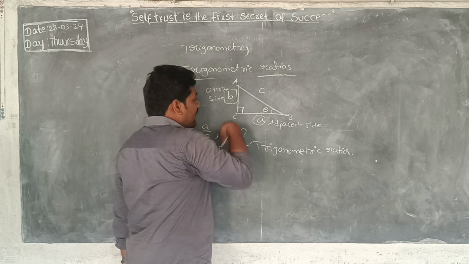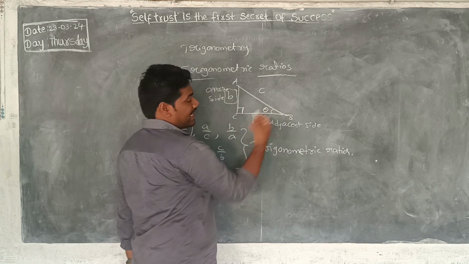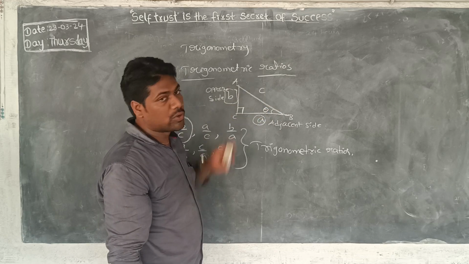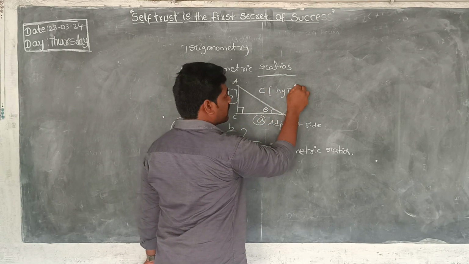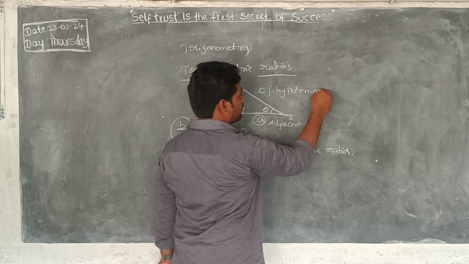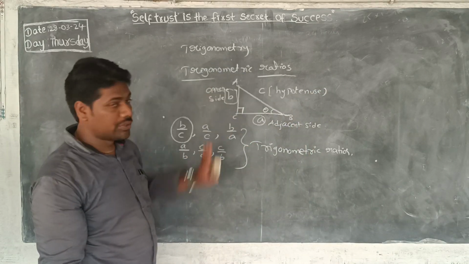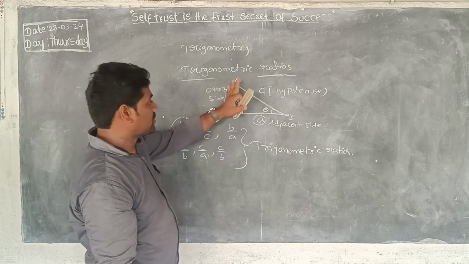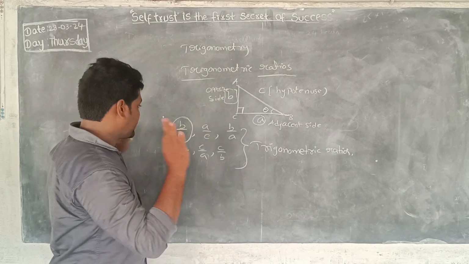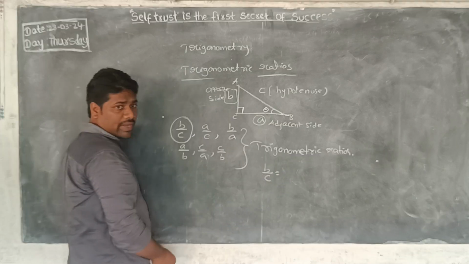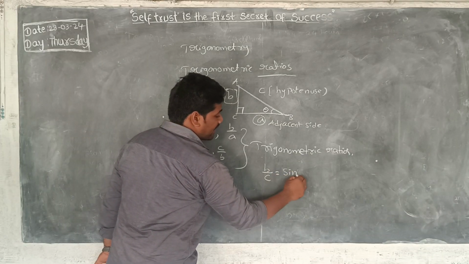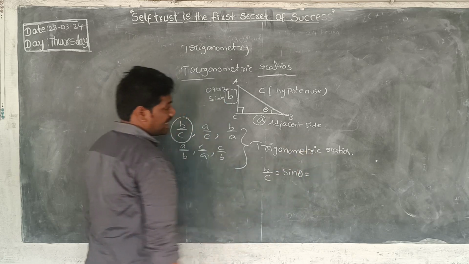So we have given the names of these two sides and another side is there, that is AB. So this side is opposite to the 90 degrees. That means the right angle opposite side is called hypotenuse. So these are the 3 names of this right angle triangle. Now see, B by C is equal to, this is what we already gave the name, this is sin theta.